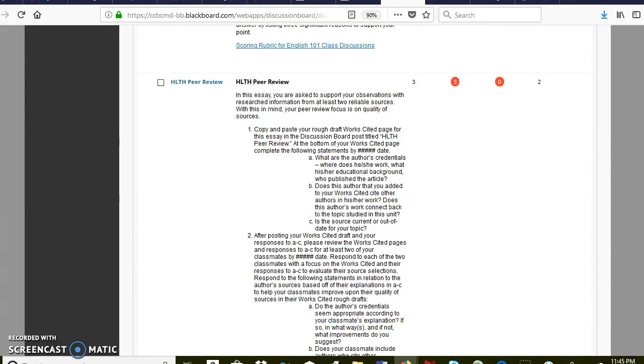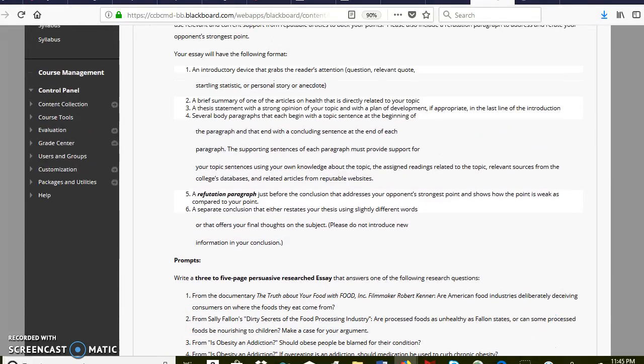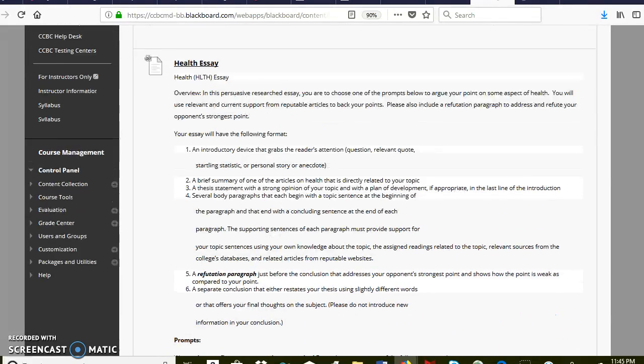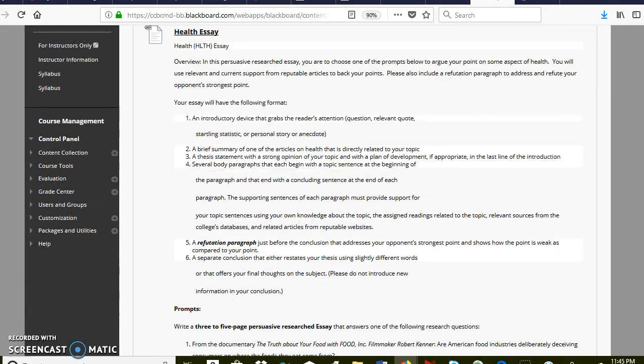Additionally, you'll be writing your essay, and I will go to the assignments page right now for that. Your health essay is an argumentative essay, so it does require that you have a very strong point of view that you'd like to share with your readers in your thesis statement. It should be a very strong opinion about your topic, preferably with a why, which is your plan of development. In this health essay, not only will you be strongly supporting your points with facts, examples, research from an outside source that support your point, and maybe even personal examples or examples that you know of.